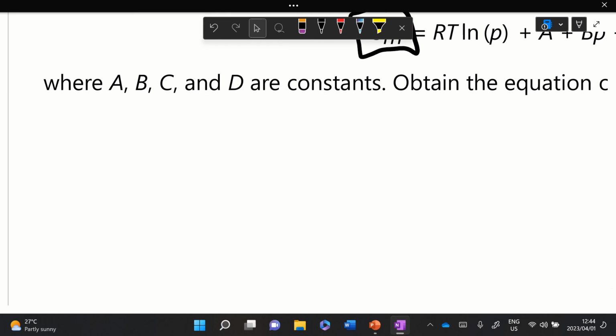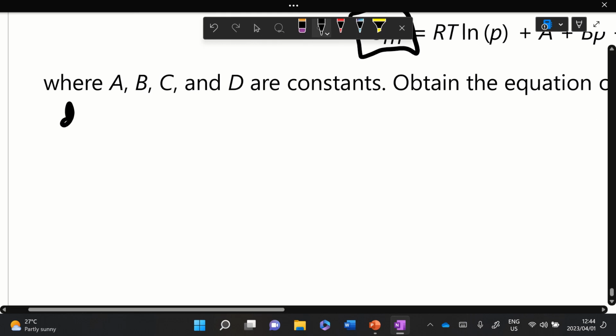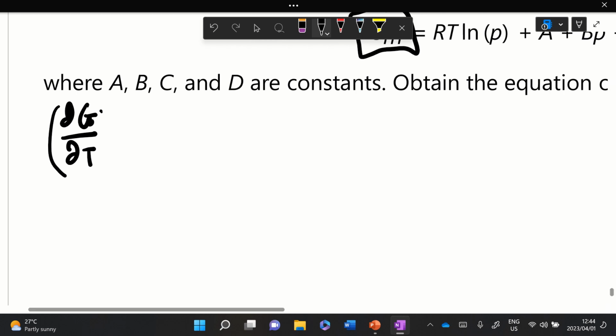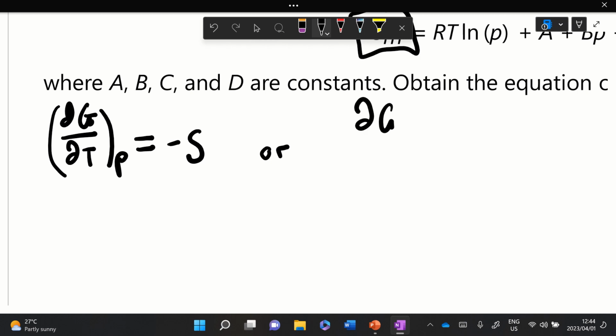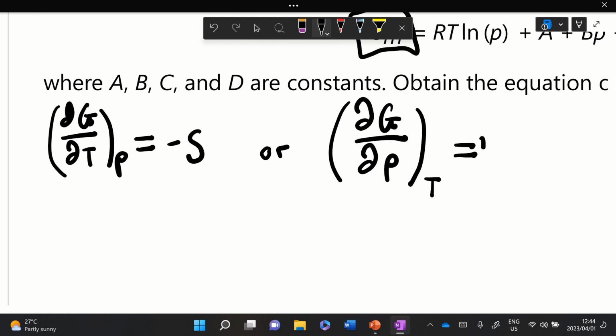options. The one is dG/dT at constant pressure is equal to minus the entropy, or we can have dG/dP at constant temperature equal to the volume. So of course, we'll just quickly analyze these. This one contains entropy. We can't really measure entropy. We can't really do anything with that.